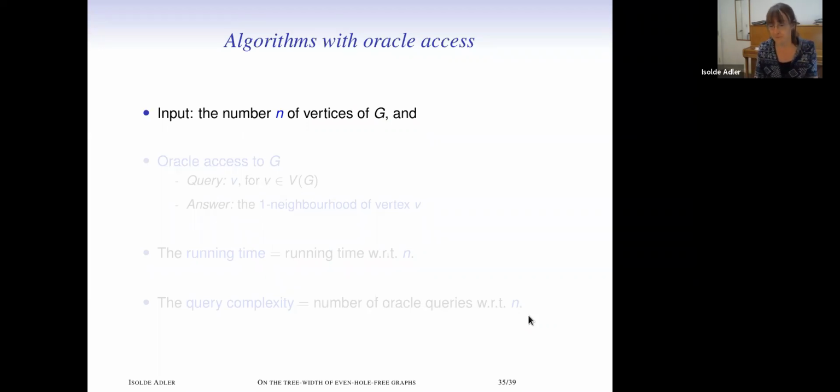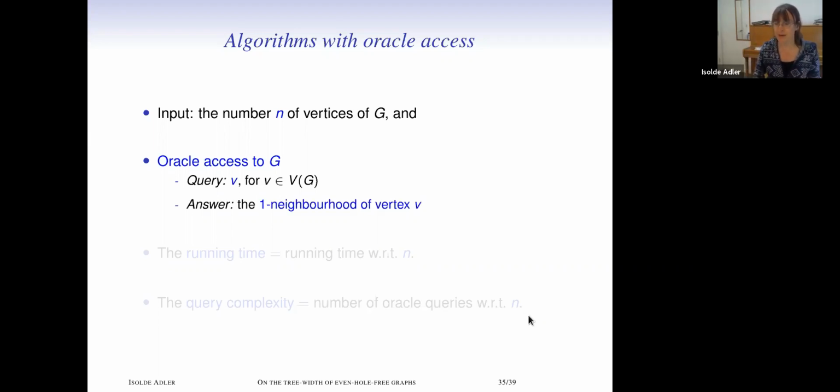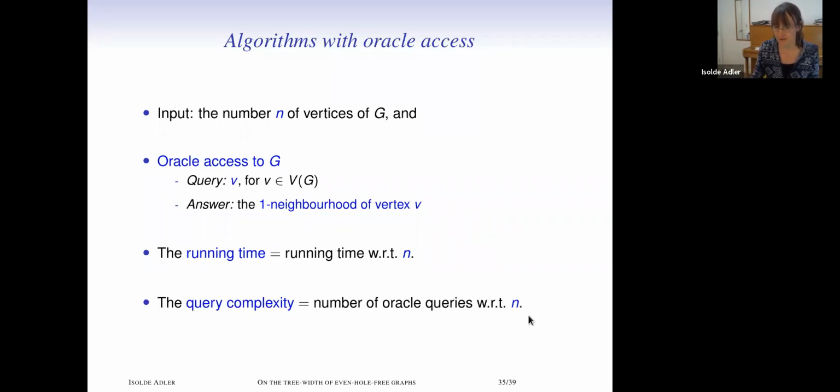They get the number n of vertices of G, and then they have oracle access to G, which means they can query. They can say, okay, for vertex number 17, give me its neighborhood. And this is assumed to be possible in constant time. And we measure the running time in the usual way, with respect to n, the number of vertices. A very important complexity measure here is also the query complexity, perhaps even more studied than the running time in this context, which is the number of oracle queries depending on n. And the typical aim is to go for constant query complexity. Sublinear has also been considered, but constant query complexity is the main goal.